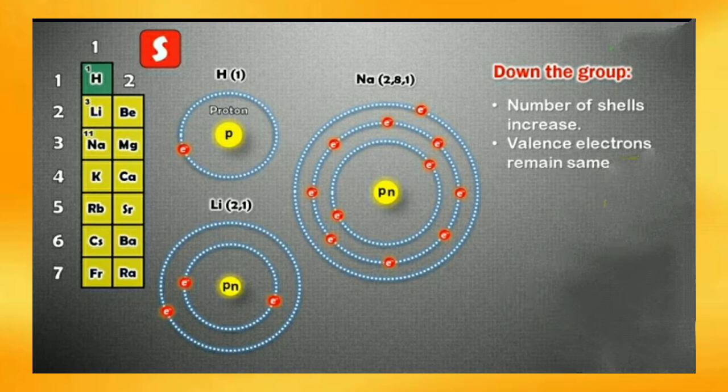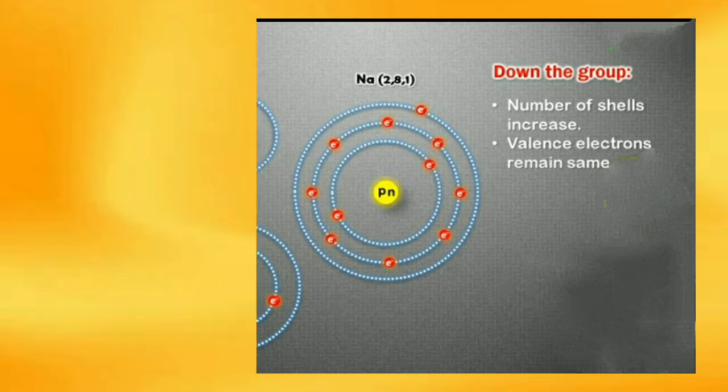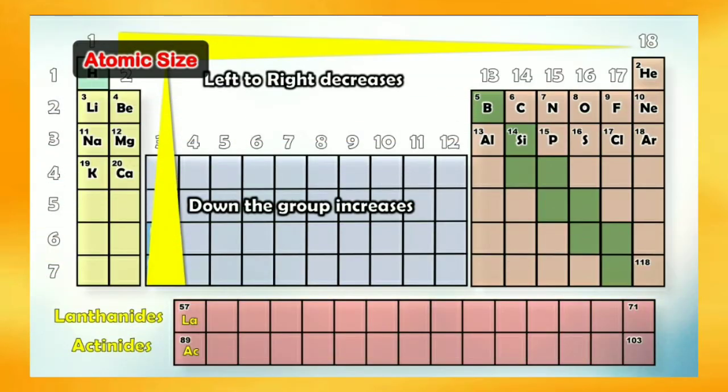The atomic size is increasing even if the nuclear charge is increased. That means the outermost shell is having only one electron, so it is not attracted towards the nucleus as strongly, still, when the shells are increasing. Okay, so what is happening here? Number of shells increases and valence electron remains the same.